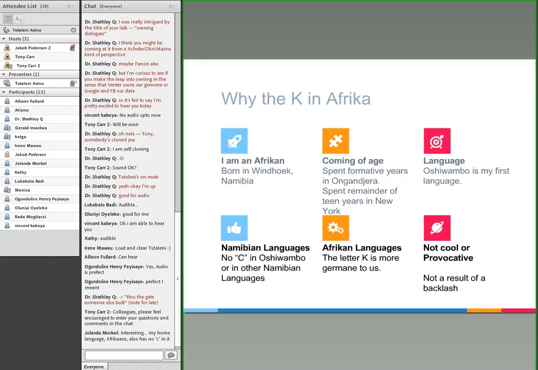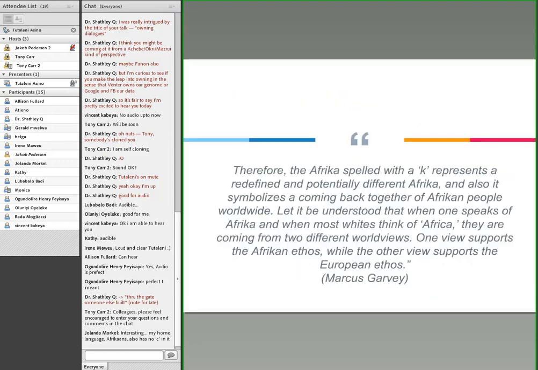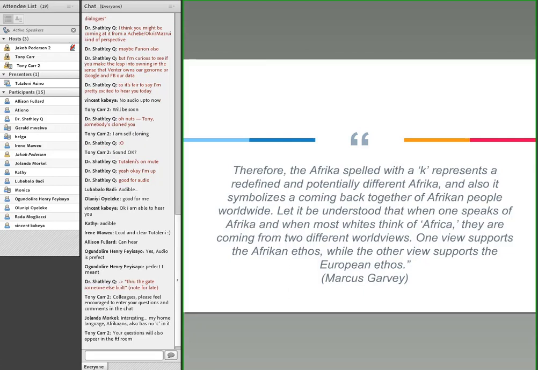So it's not at all to imply that everybody should do it that way, but I do know that there is a larger conversation that started as early with people such as Marcus Garvey, who actually argued for a spelling with a K. But mine really started off much more just as a way of making sense of my own identity.